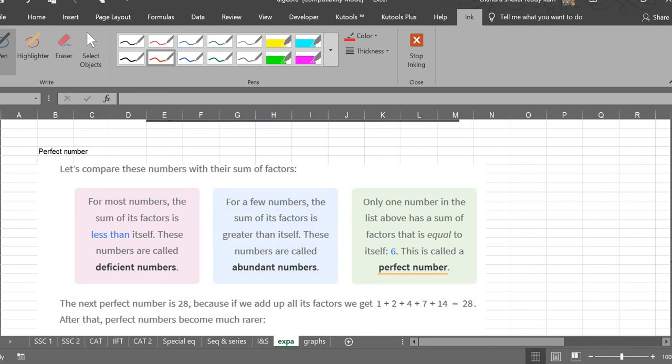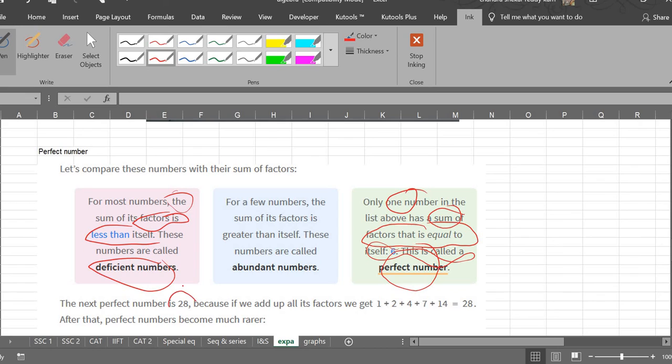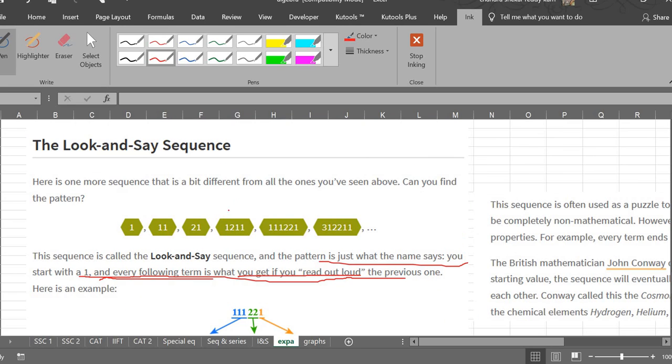For a number, if the sum of its factors is less than itself, then it is called a deficient number. And only one number in the list above, the sum of whose factors is equal to itself, is called a perfect number. The perfect number is 28, whereas 6, which is 1 2 3, is also a perfect number. This is the look and say sequence, not necessary now.